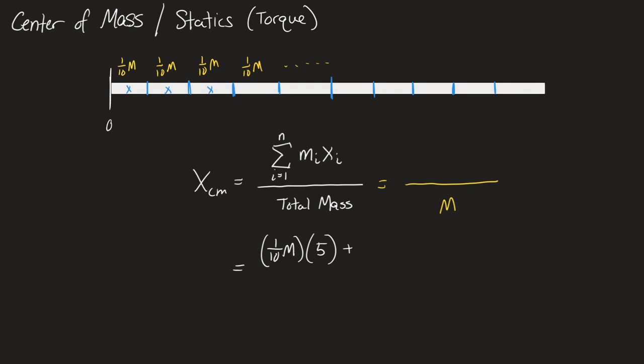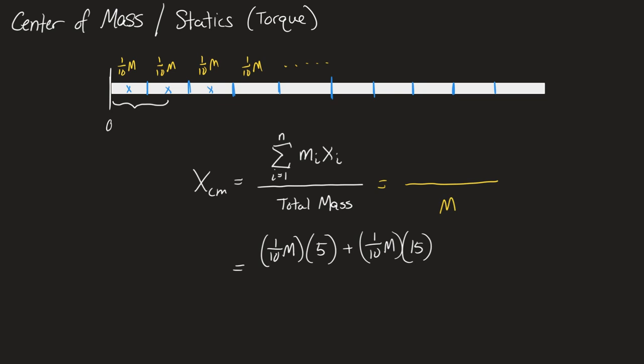What's the mass of the second piece? 1/10 m. What's the location to the center of the second piece? If I'm looking at this distance, I start at the reference for this one, so it's not at 5. Where is it? It's not at 10. 15. Do I need to explain why it's 15 and not 10 or 5? Okay.